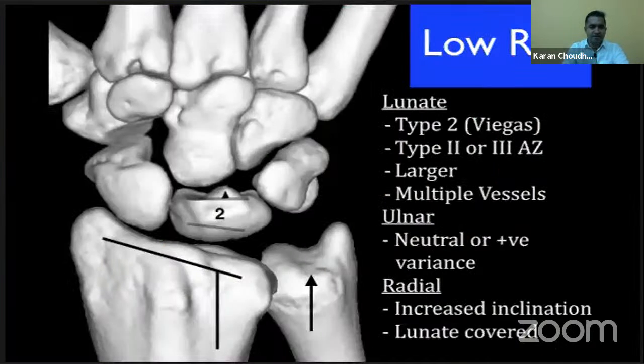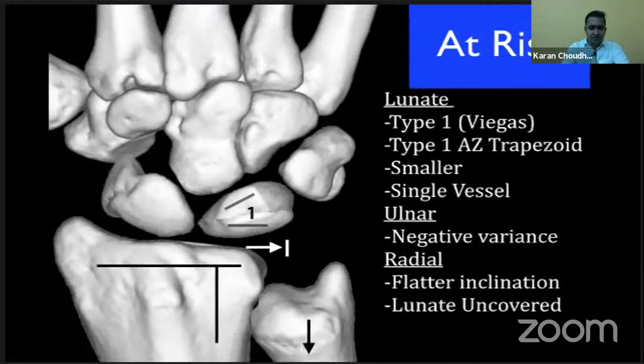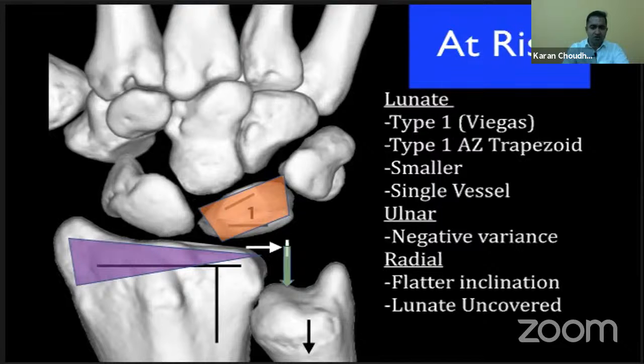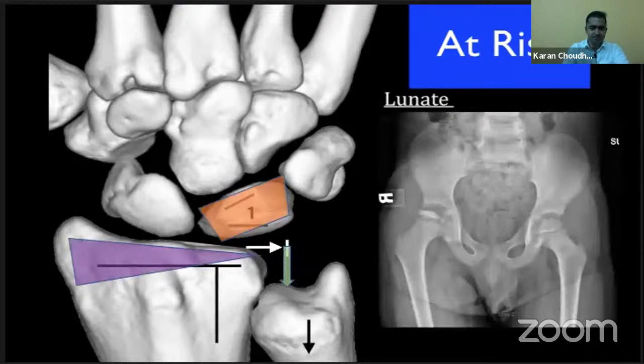What we understand as a reason for Keinbock's disease presently is the morphological factors, like the shape of the lunate, radial inclination, and ulnar variance. Individuals having a trapezoidal shaped lunate, a flattened radial inclination, and a negative ulnar variance, all in all cause an uncovering of the lunate, quite mimicking Perthes disease.